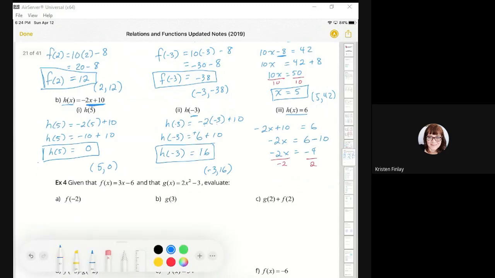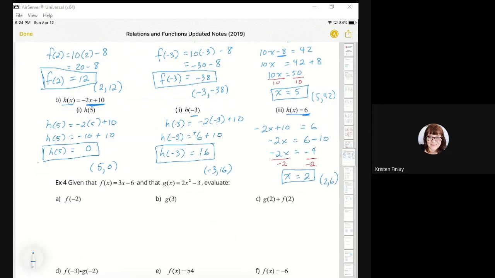And when we do that, I get x is equal to, oh, sorry, I left out a negative sign. So when I do that, I get x is equal to 2. Okay, and my ordered pair here, x is 2, and my output is 6.